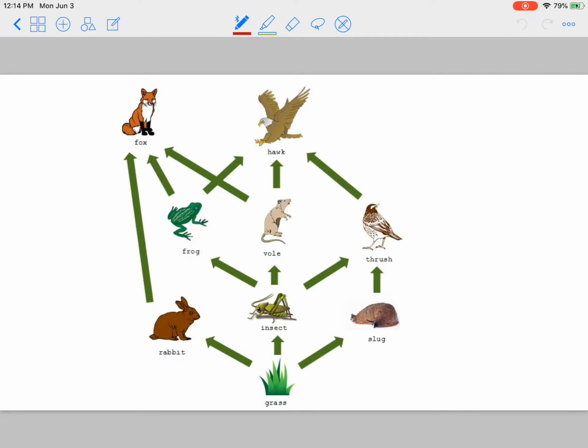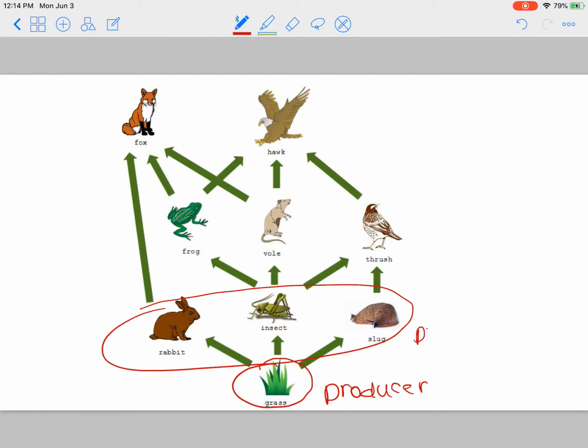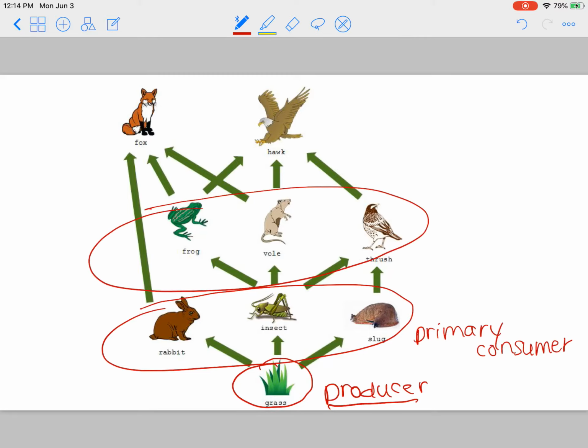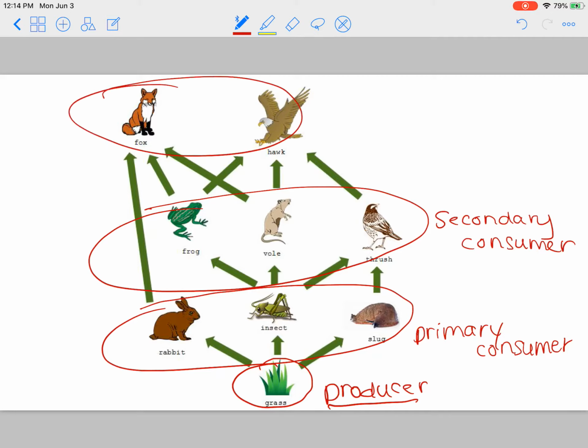All right, here is a food chain. I'm sure you have seen something like this. You can see that your primary producer, or your producer, is going to be at the bottom. That's your grass. Your rabbit, insect, and slug are going to be your primary consumers. So remember, a consumer has to eat another organism to get its energy. A producer can produce its own energy. Your secondary consumers are going to be these guys. And then your tertiary consumers are going to be your hawk and the fox.